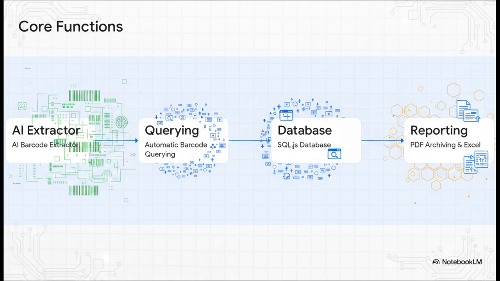Step 3, that fresh metadata is instantly structured and stored locally in SQL.js. Finally, step 4 pushes it all out to the document generators. As a developer, you really have to appreciate the clean modularity here. Extraction, querying, storage, and output are all handled in highly efficient, distinct phases.